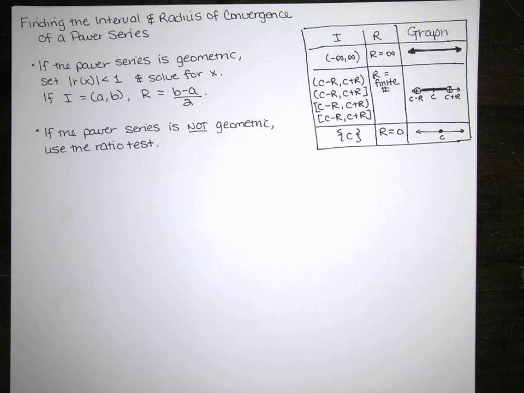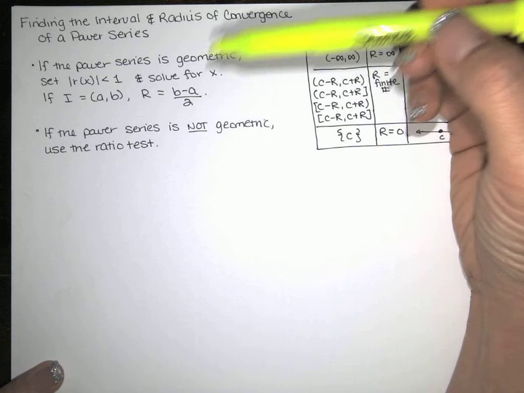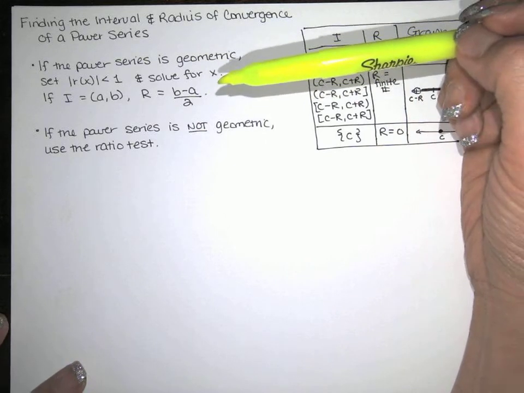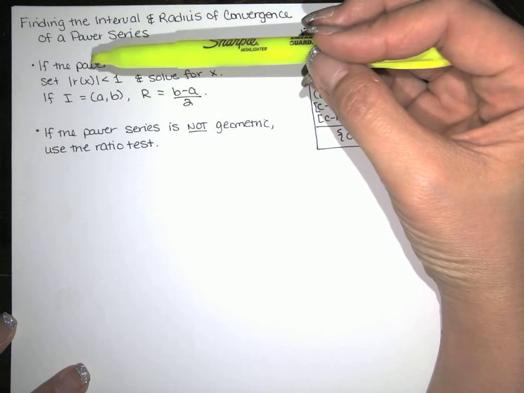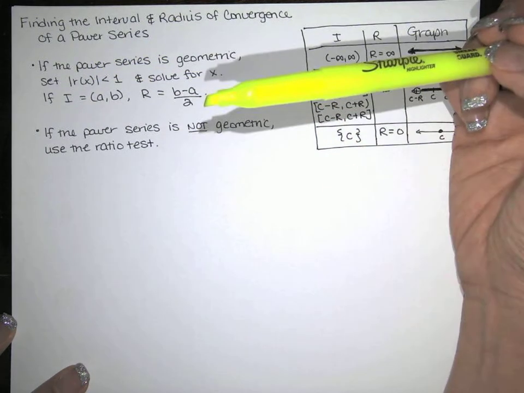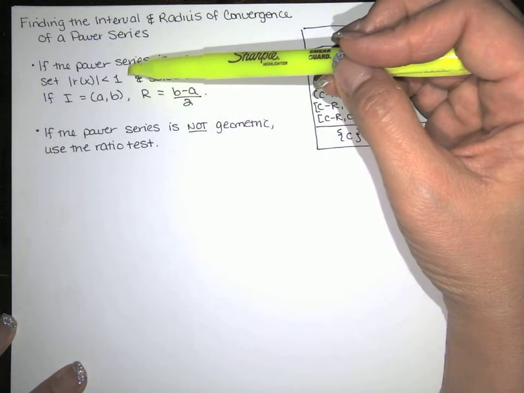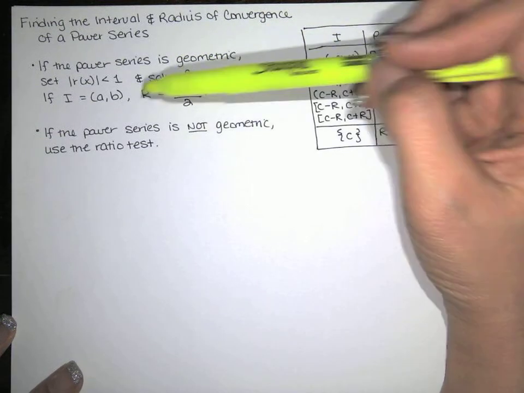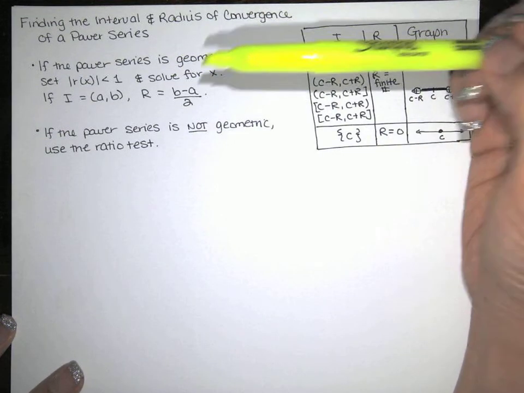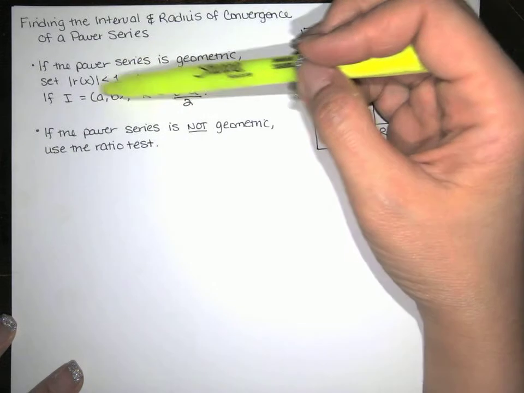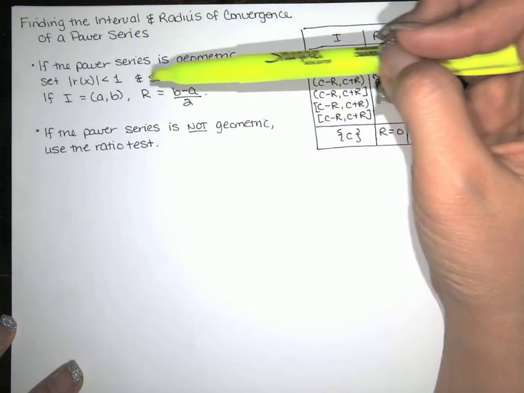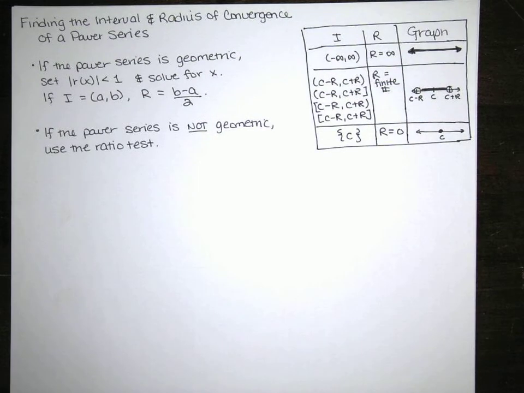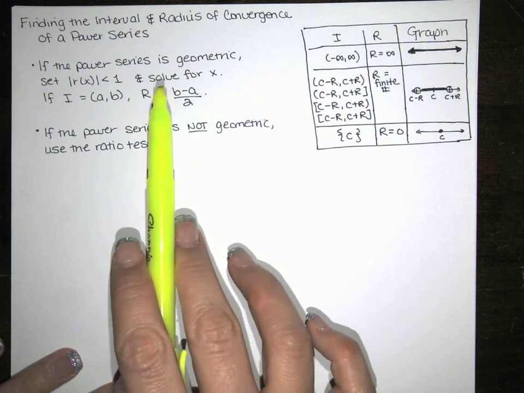We said that if we have a power series and it's geometric, so you're multiplying by the same thing to get from term to term, all you have to do is identify that common ratio, that expression that you're multiplying by to get from term to term, set the absolute value of that to be less than 1. And you want to solve that absolute value inequality for x. That will give you the interval of convergence. Then the radius of convergence is half the length of that interval. So you just take the one endpoint, you subtract the first one, and then you divide by 2 to get half the length. That's what you do if it's geometric.